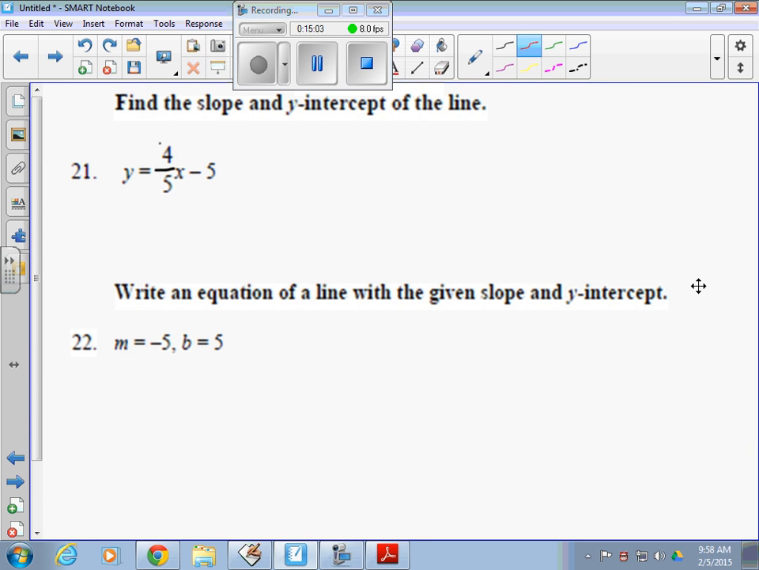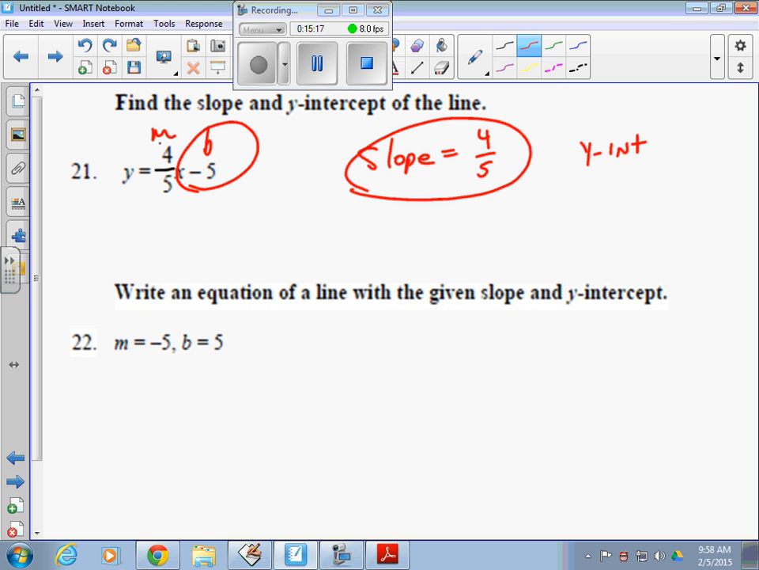Find the slope and y-intercept. Y equals mx plus b. Slope is the m, so your slope is 4/5. Your y-intercept is your b. So your b value is not 5, it's the sign that goes with it. So your y-intercept is -5, very important. Not to forget the negative.